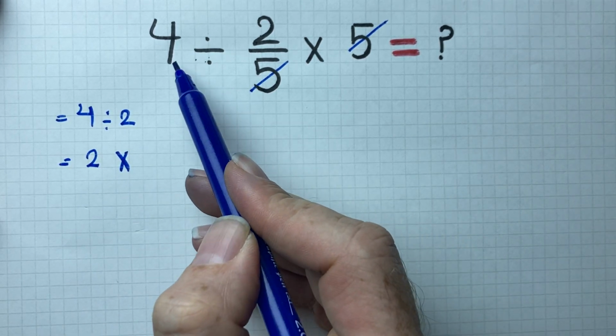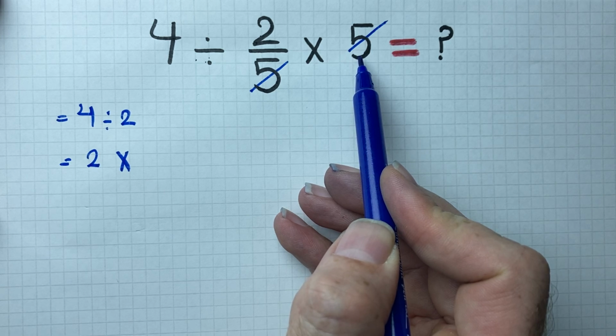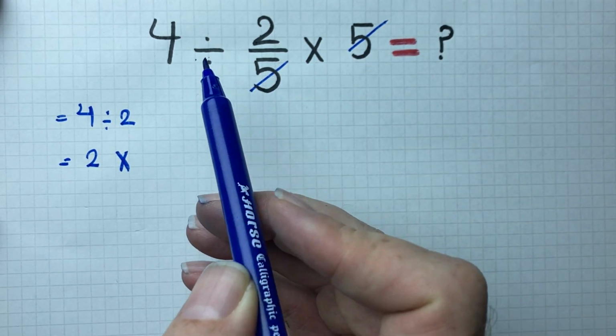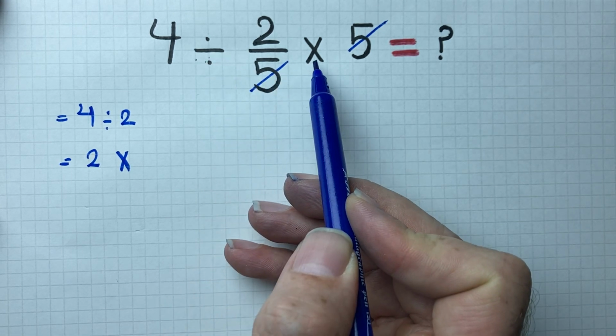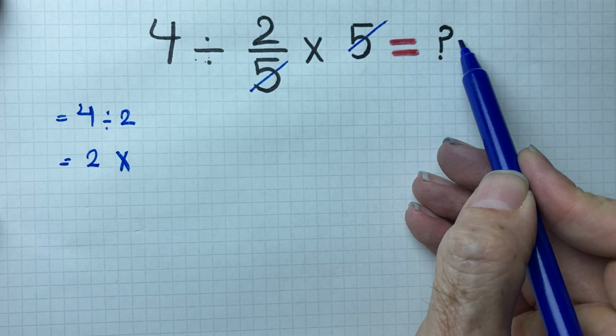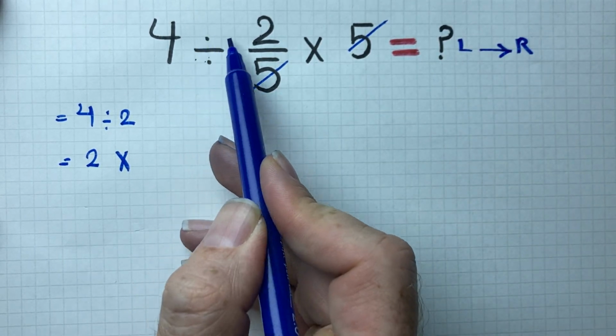Why? Because to solve this type of question, we need to follow a set of rules that is called the order of operations. The order of operations says, in this case, when we have both division and multiplication in one expression, we need to start from left and go to the right. So first we need to do division.